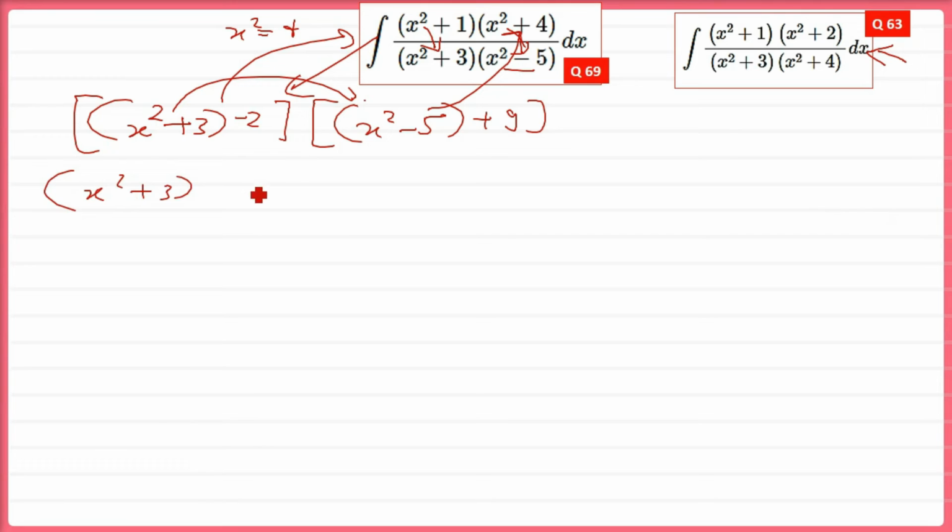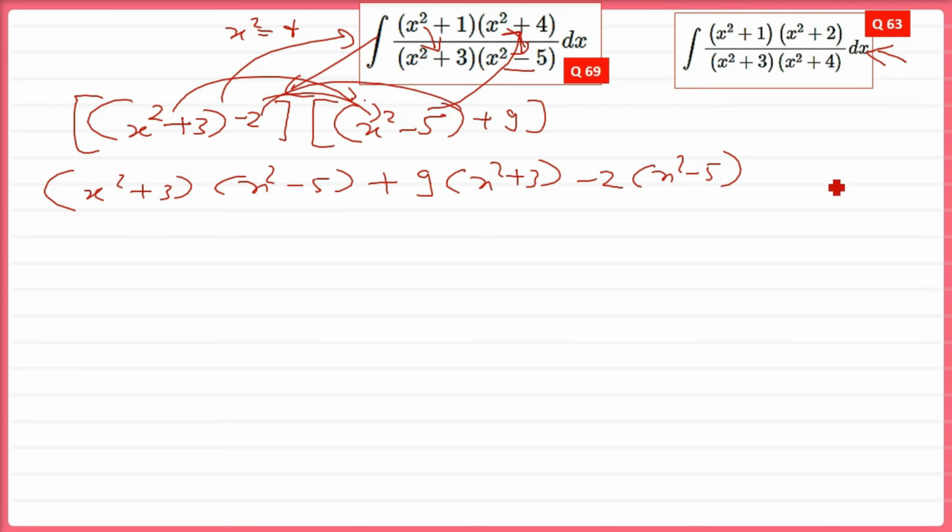So x square plus, now I am multiplying each and everything. X square plus 3 multiplied by x square minus 5, then x square plus 3 multiplied by 9. So 9 into x square plus 3 you can write. Then multiply negative 2 by x square minus 5. So minus 2 into x square minus 5 will come. Then minus 2 into 9 will be negative 18. See, denominator remains the same. It will always be x square plus 3 and x square minus 5.